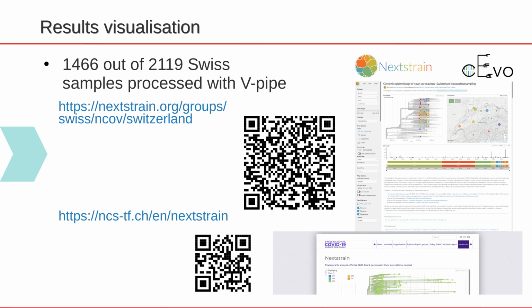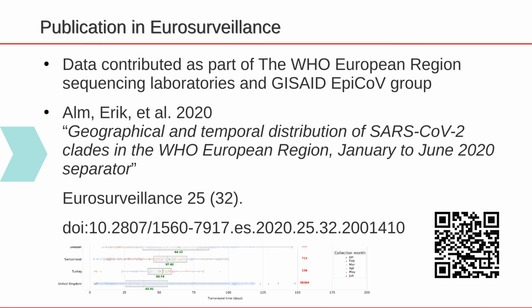These sequences have now joined the amount of information which is available from the Swiss National COVID Science Task Force to help getting a better picture of the evolution of the disease. The Swiss cohort has also been contributed to the collection of European sequences which have been analyzed and published in Eurosurveillance. Out of the 713 sequences for Switzerland contributed to this publication, 681 have been processed with VPipe.